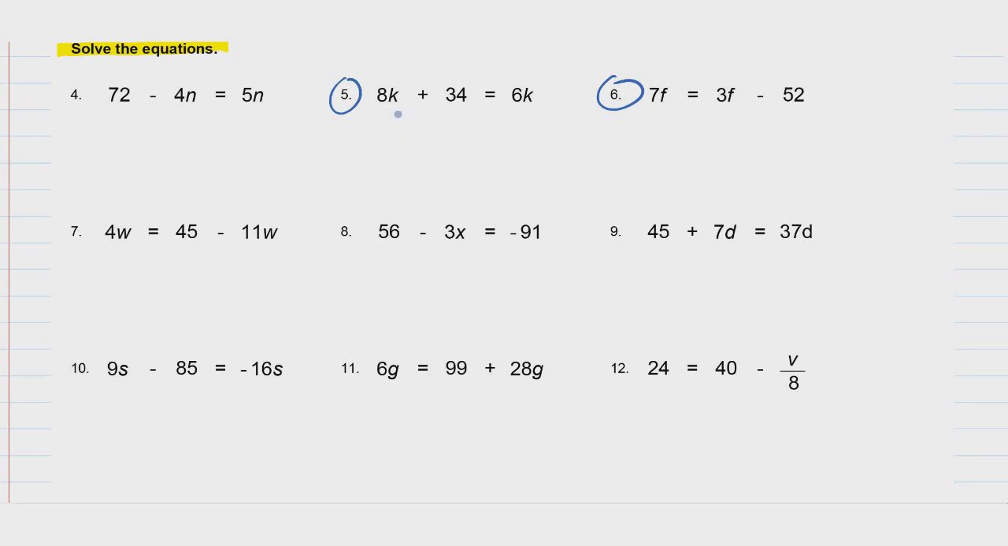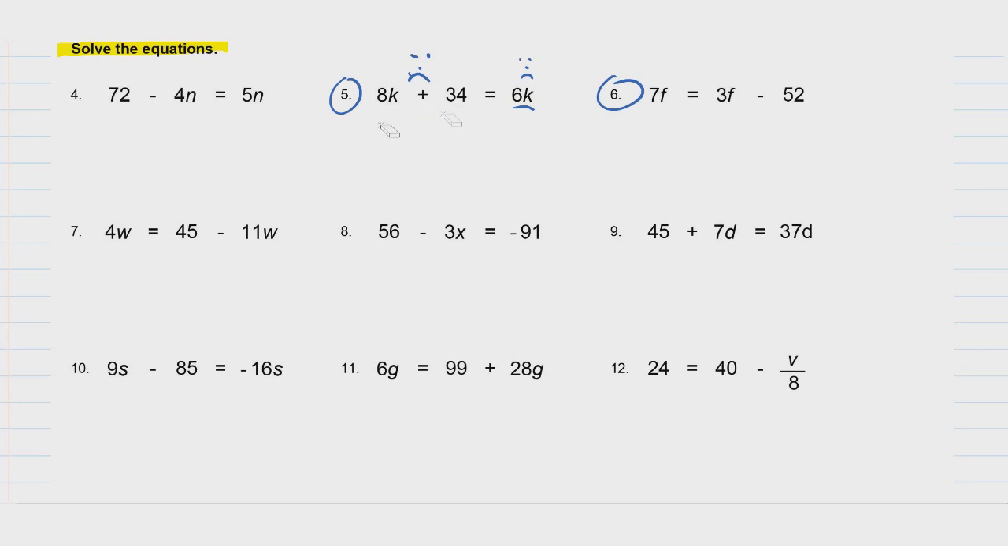Problem 5. You have 8k plus 34. So no one is happy on this side of the equal sign. And over here you have 6k and no one's happy here either, because you have numbers and variables on both sides of the equal sign. And your goal is to separate them.